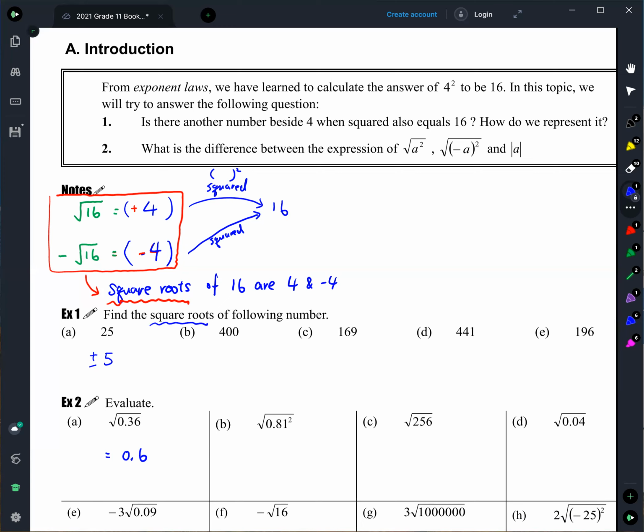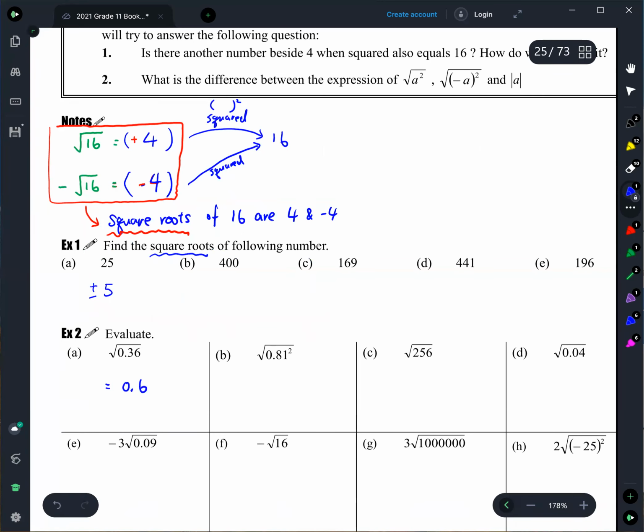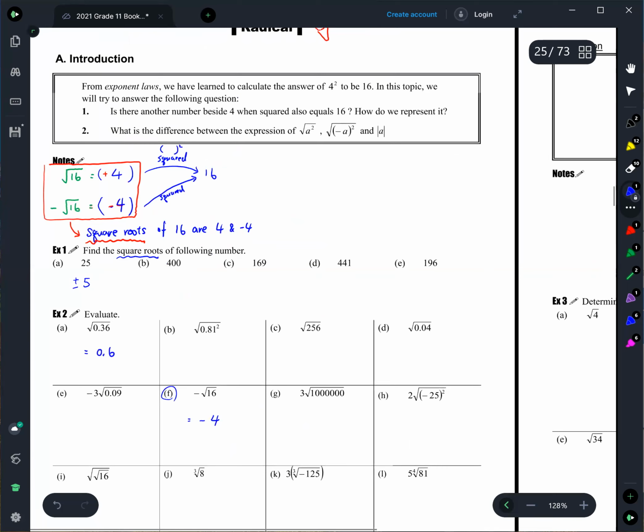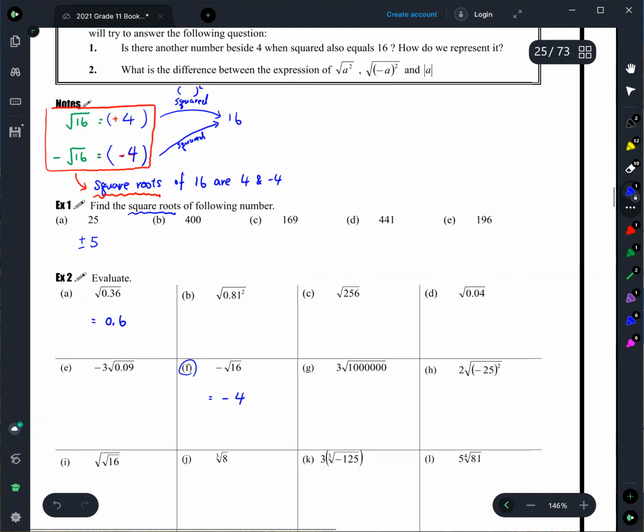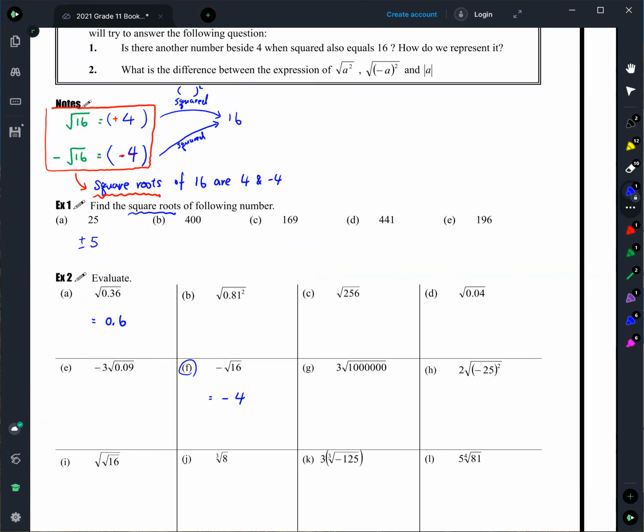Of part 2, it only asks you to evaluate. So depending on whether they give you a positive or a negative, for example, like question F, this one has a negative sign in front. So the answer is just negative 4. Okay, it's asking for the negative of the square root. All right, so I'll let you guys complete the following 2 questions. Okay, part 1 is find the square roots, part 2 is evaluate.